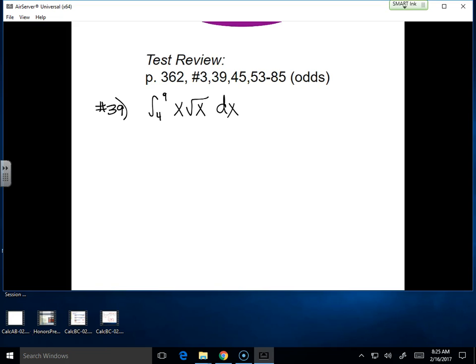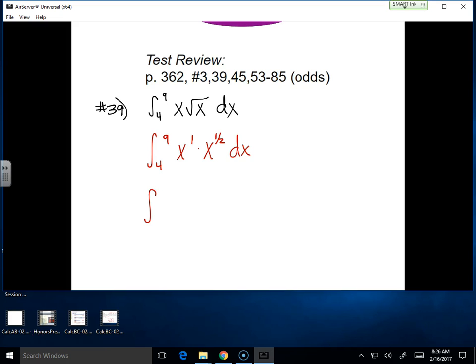There is no product rule for integration, right guys? So I am not allowed to do this unless I make it a single power or I multiply. But when I multiply, it doesn't really simplify. But how can I rewrite him? I can think about it as x to the 1 times x to the 1/2, right?